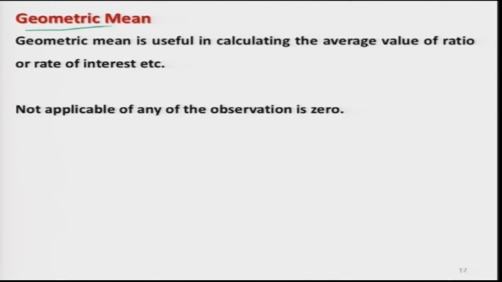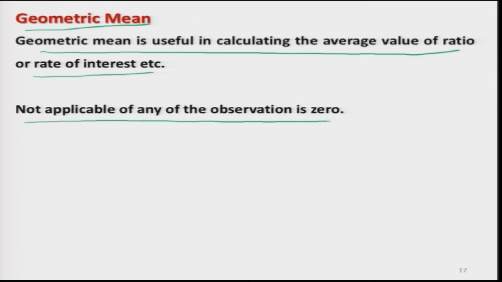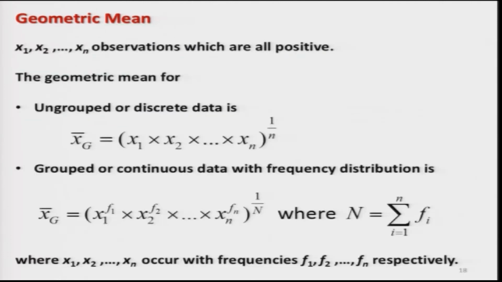And now, I will address 2 more tools, geometric mean and harmonic mean, which are 2 different measures to find the central tendency of the data. First I address the geometric mean. Geometric mean is useful in calculating the average value of ratios or rates of interest in, say, the banking and finance sector and so on. And this geometric mean is not really applicable when any of the observations is 0. Why? This is going to be clear from the definition of the geometric mean.